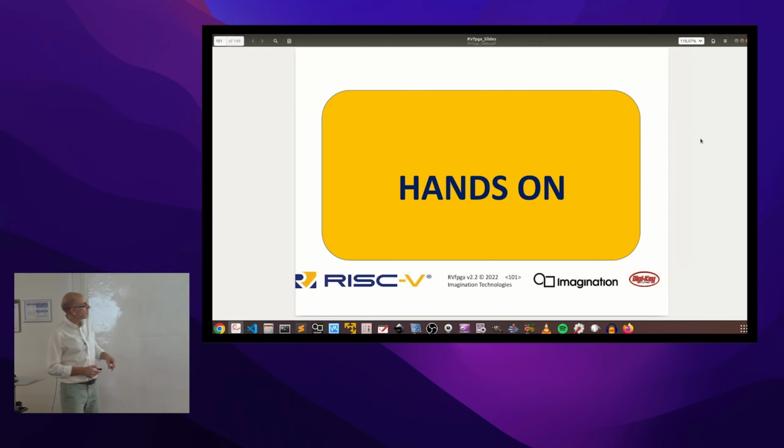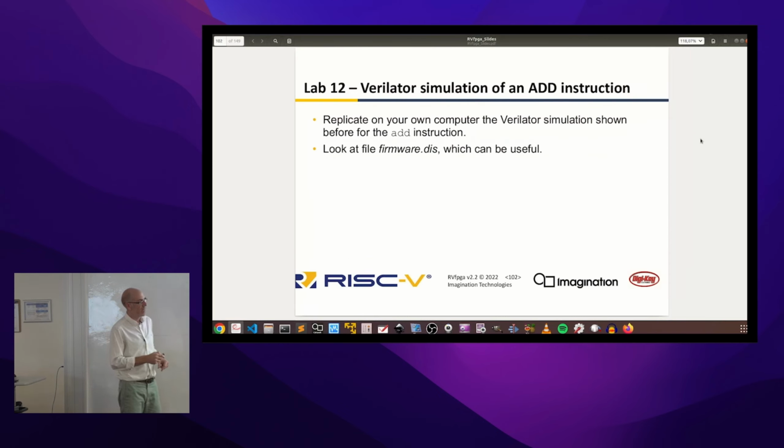So let's try to replicate the simulation of this instruction. You have the guidance on page 25. Remember that you have to generate the trace in Verilator for this program. So first you have to open this program in PlatformIO, generate the trace, and then open it with GTKWave and try to find and analyze the execution of the add instruction at any iteration. You can analyze any iteration.